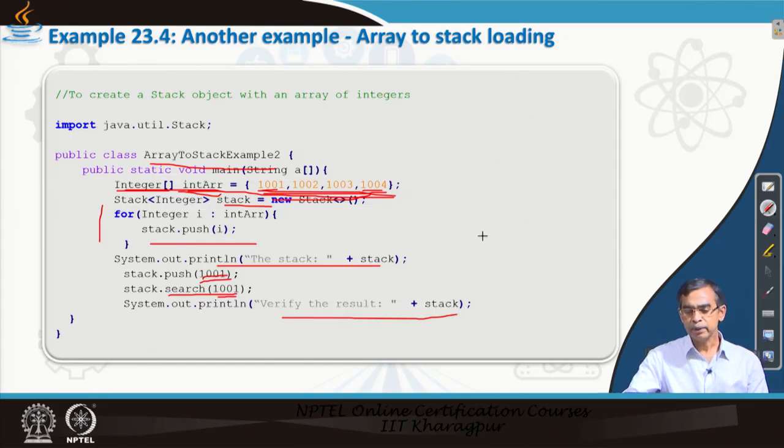So these are the examples that show how elements can be collected from some source, maybe an array or somewhere else, and then added into the stack, and then finally the stack is available to you to help you perform many other operations on it.